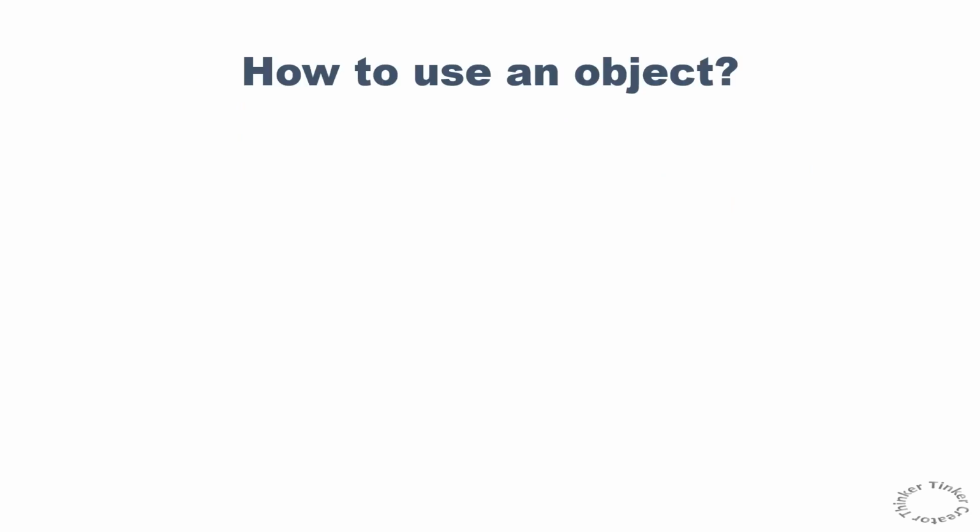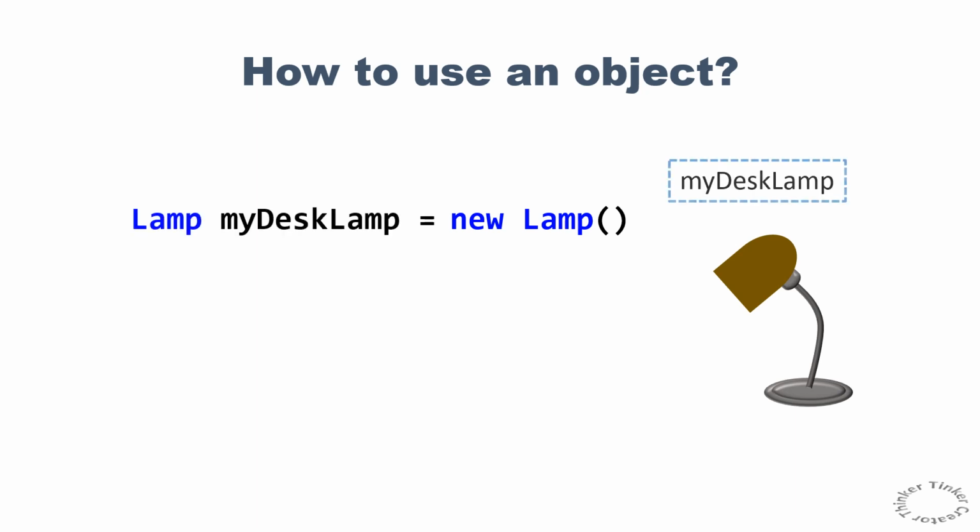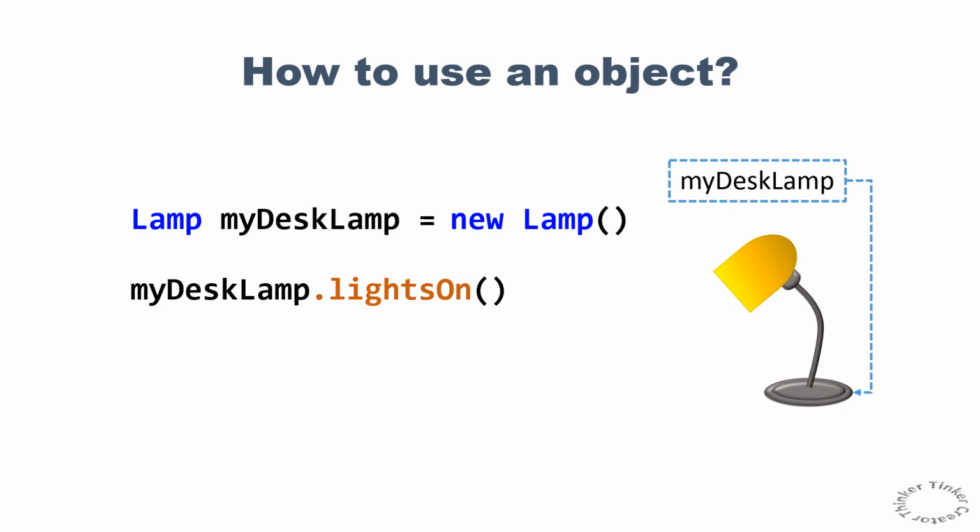To use an object, we need to create it first. We create an object by calling the class name with the new keyword. This is like telling a manufacturer, "Hey, build me a new lamp." The lamp object is then assigned to a variable of the same class type. This way, we can use the variable name to operate the lamp we just created.